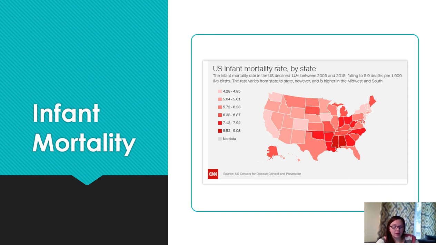But when we think about infant mortality, again, remember, we're also thinking about it from a health promotion standpoint. So what can we do to promote healthy infants, healthy sleeping, healthy development so that infant mortality does not occur as often?